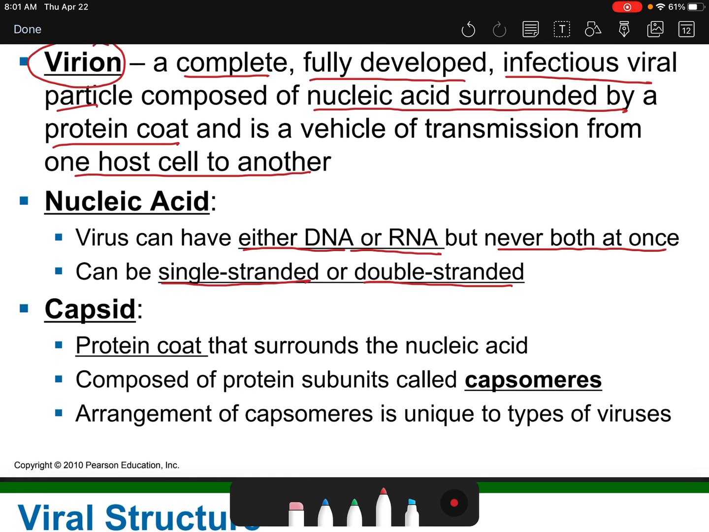The capsid is the protein coat that surrounds the nucleic acid core, and it's composed of protein subunits called capsomeres. So it's all these individual capsomeres that make up the entire capsid or protein coat. And it's the arrangement of these capsomeres that's very unique to different types of viruses, so that's one way we can identify them.